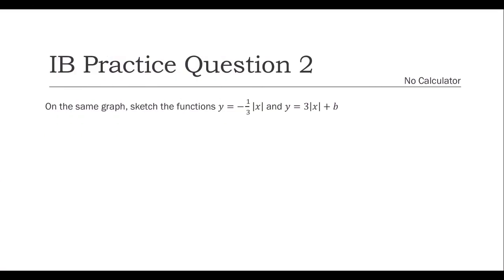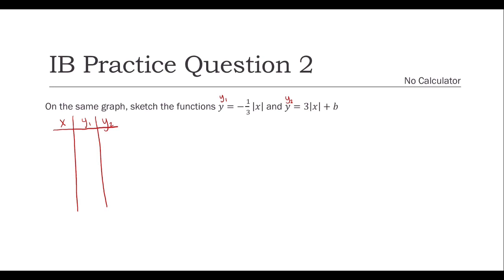So now we have our second IB practice question. It says on the same graph, sketch the functions y equals -1/3 times the absolute value of x and y equals 3 times the absolute value of x plus b. So we'll call this first one y1 and the second one y2, and we'll create a table with some values. So we have x, y1, and y2.